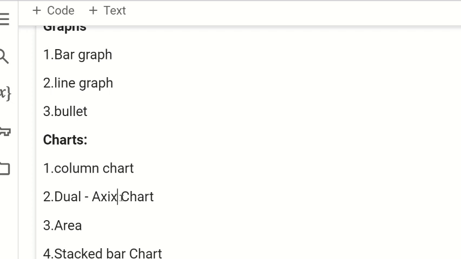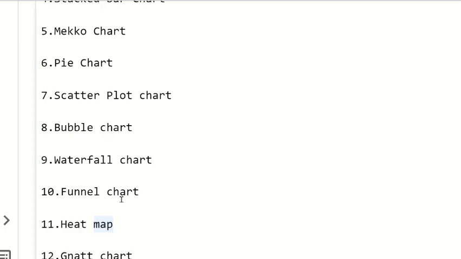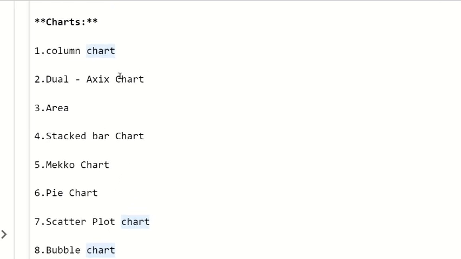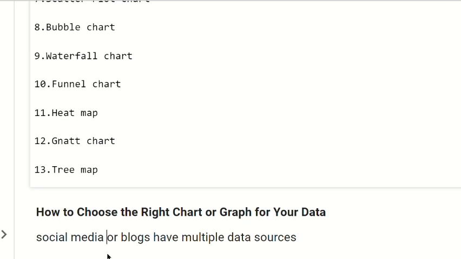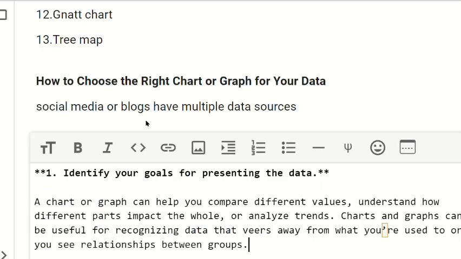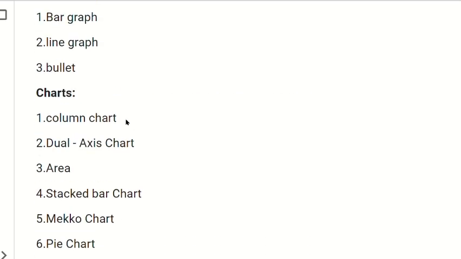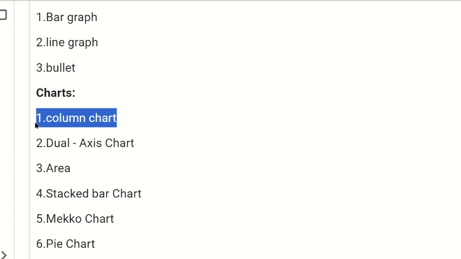The next one is charts. A column chart is similar to the bar graph. In this column chart, it shows two columns in a vertical row or in a horizontal row. It shows the comparison between two similar things like products, a similar kind of bar graph.